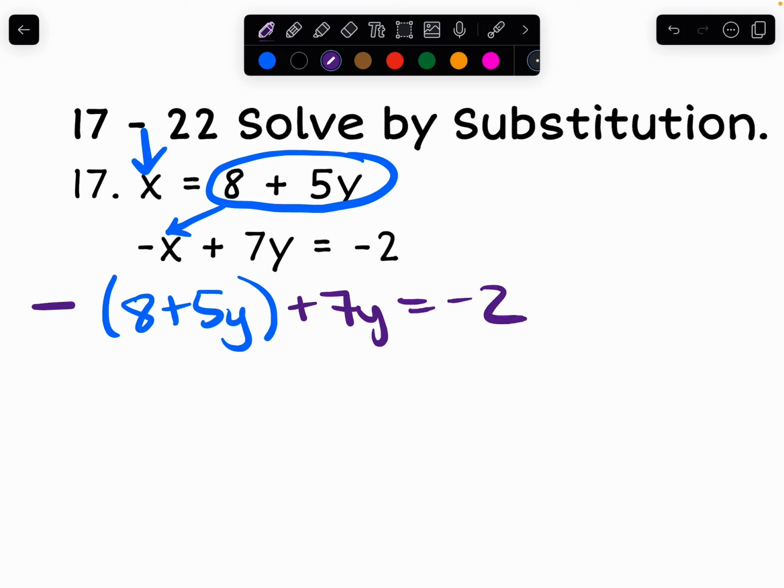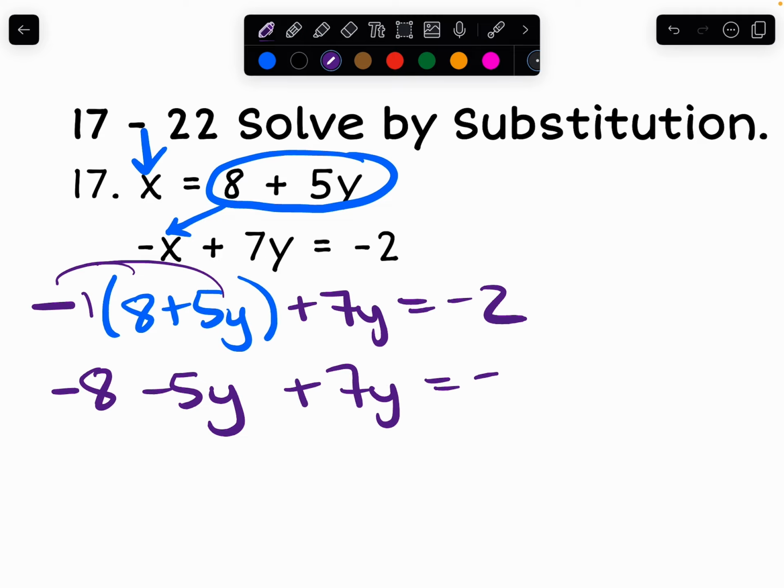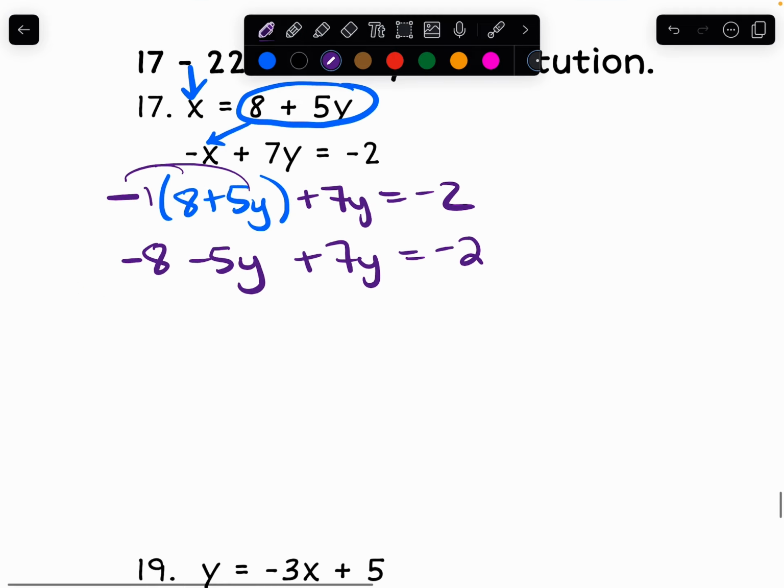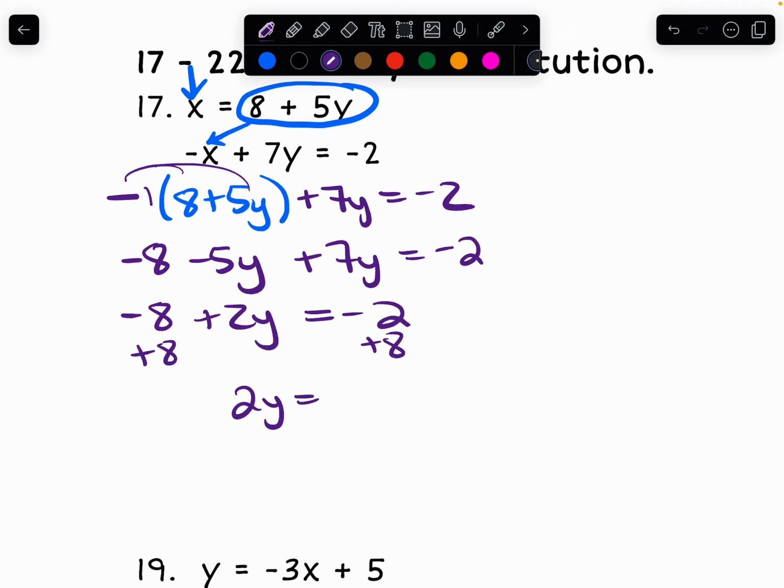So then I multiply the negative through. Remember, that's a negative 1. So negative 8 minus 5y plus 7y equals negative 2. And we solve this just like we've been solving equations. So that would be plus 2y equals negative 2. Add 8 to both sides. Get 2y equals 6. Divide by 2. And get y equals 3.